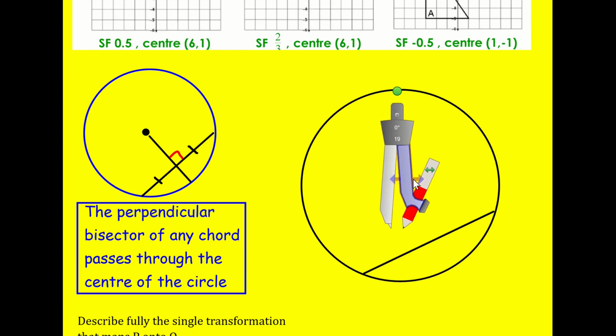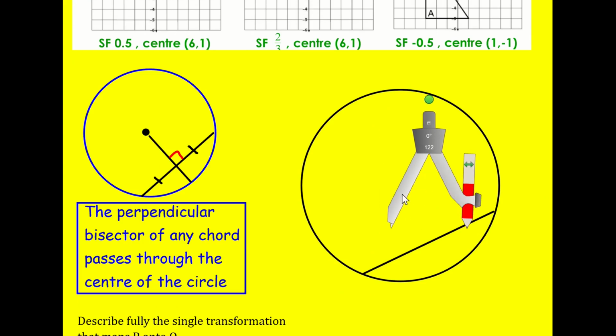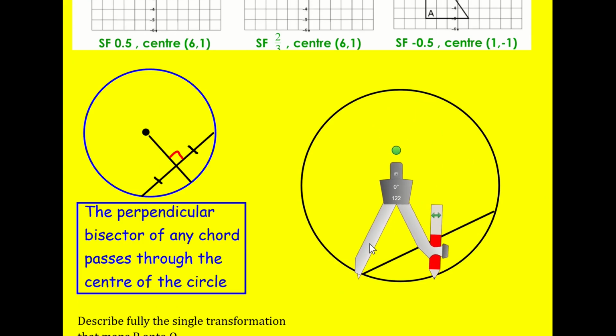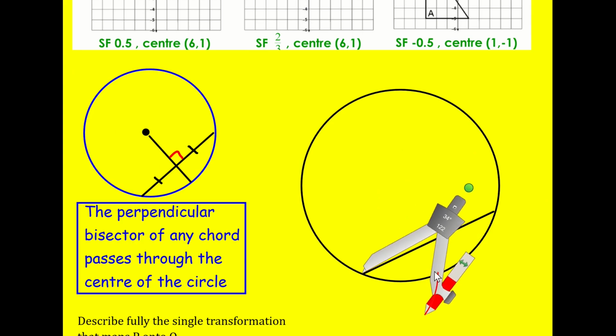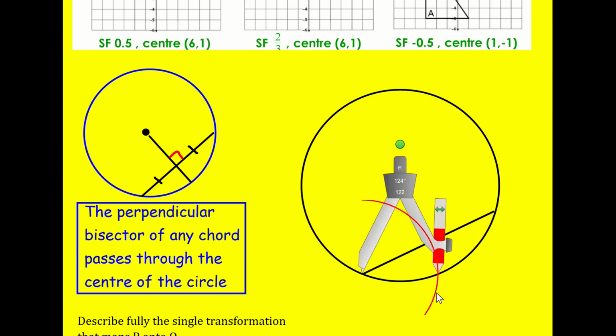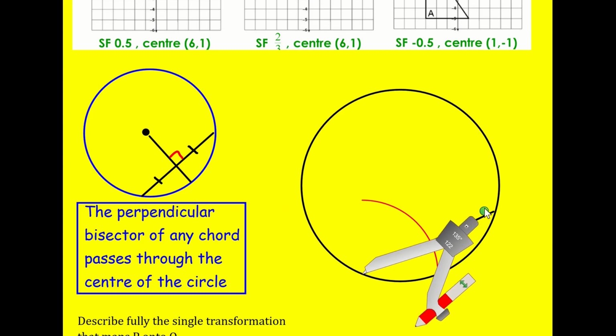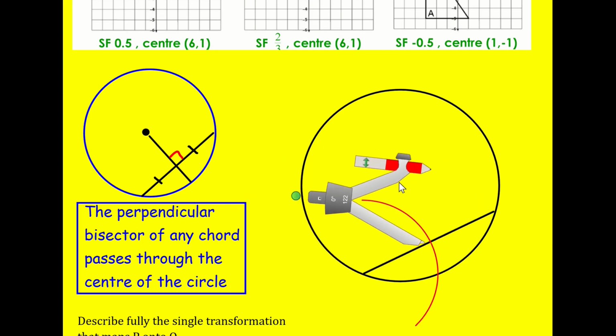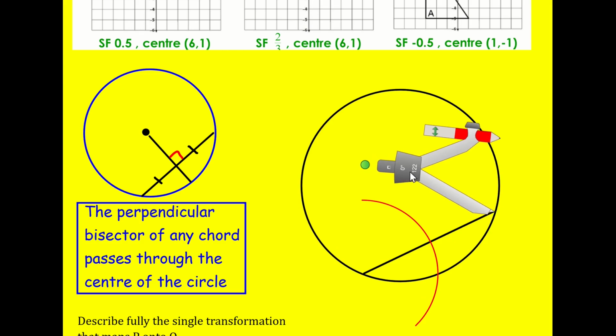Right, for this, I want to draw the perpendicular bisector of my chord. So I just treat it as a straight line, essentially. And I put my compass there, and then I draw some arcs going round, like so. And then I move it to the other point and do the same thing.